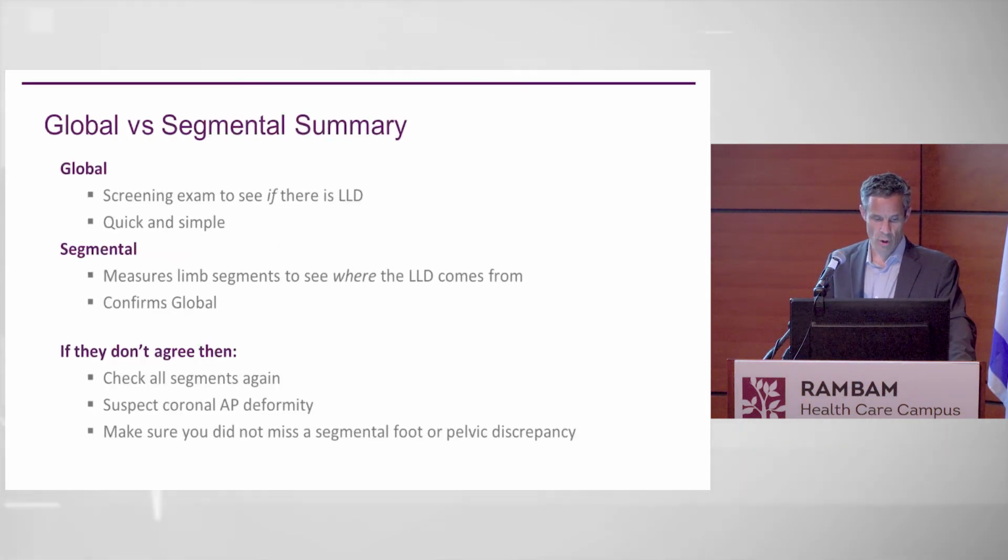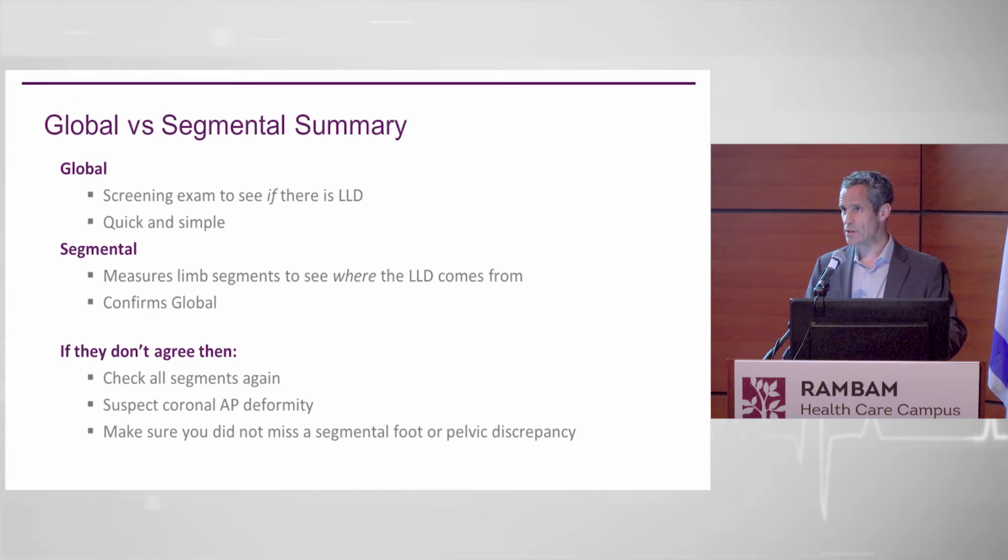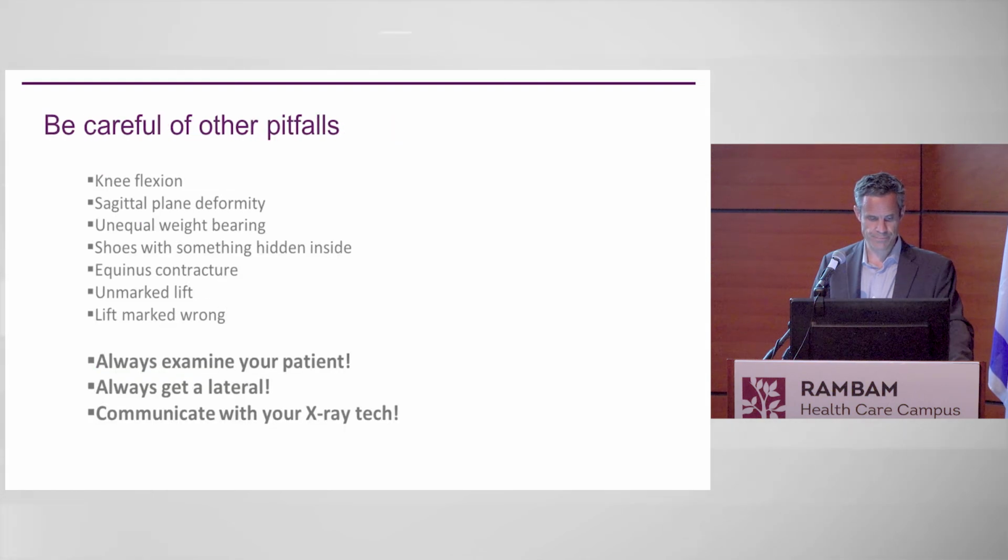So in summary, the global limb length discrepancy measurement is a screening exam. It's quick and easy. It quantifies the amount of discrepancy that's there. And then the segmental divides that down and confirms where it's coming from and confirms that you measured the global correctly. When they don't agree, you want to check your math, check your measurements, look for any varus or valgus. And be careful of other pitfalls.